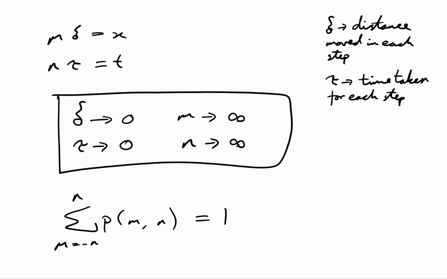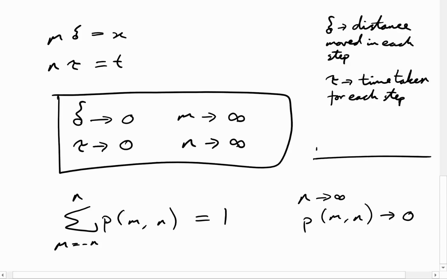But look what happens as n goes to infinity. The number of steps that we take is going to infinity. We're taking more and more steps. Then the probability of ending up at a particular position effectively gets smaller and smaller and smaller. Whereas before, you could end up at either 0 or 1.